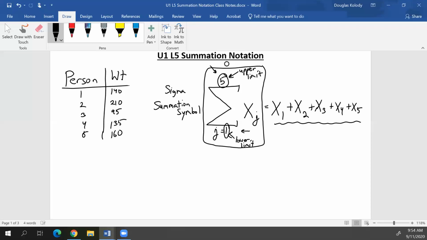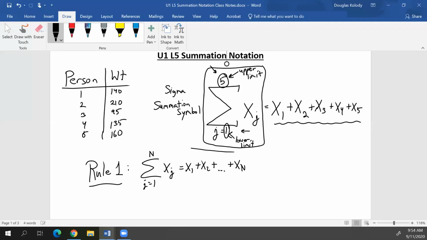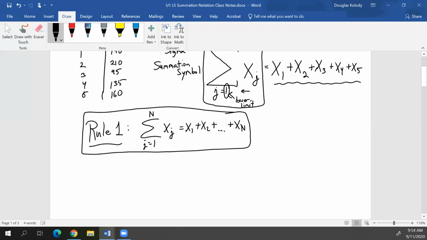Ladies and gentlemen, I'm going to present to you 5 rules of summation, and I am going to give you rule number 1 right now. Rule number 1, which we just discovered: the sum as j goes from 1 up to n of x sub j is just x sub 1 plus x sub 2 plus, all the way up to x sub n. There is rule 1 of summation. 4 more rules left. Let's go.